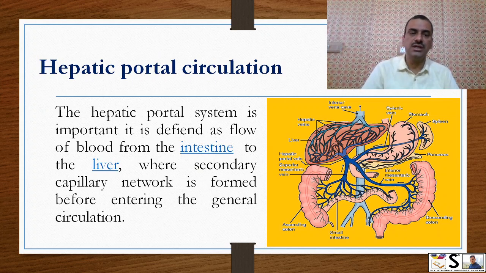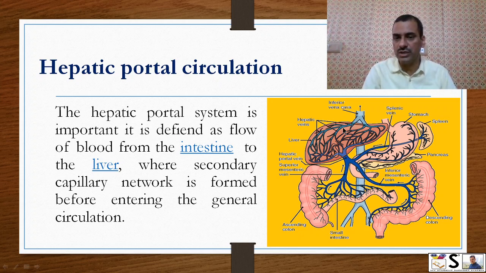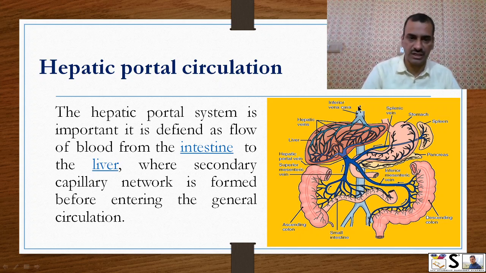So what is hepatic portal circulation? The hepatic portal circulation is defined as the flow of blood from the intestine to the liver, where a secondary capillary network is formed before entering the general circulation. So this is the secondary capillary network. The blood is collected from the abdominal organs and then via the hepatic portal vein the blood goes to the inferior vena cava.